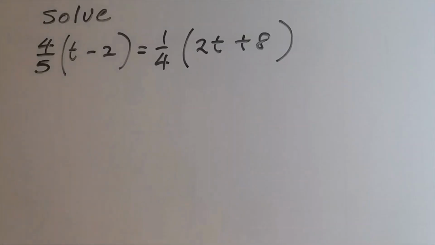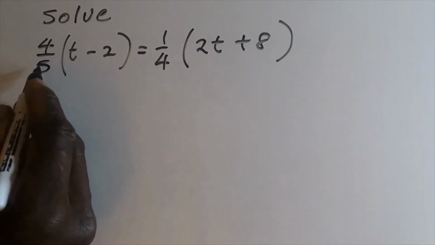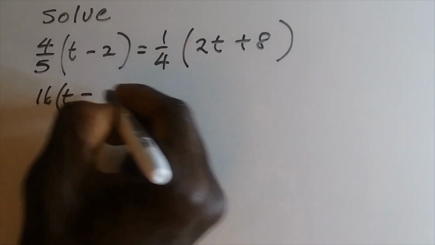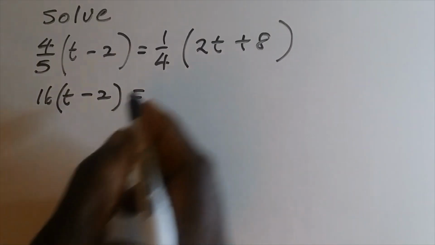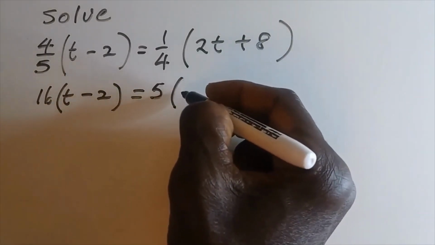Hi, how do we solve this? Well, one way of doing it is by multiplying both sides by 20. And that way we get rid of the fractions. It's a lot easier to work with whole numbers. So if we multiply the left hand side by 20, the 5 will cancel a 20 to give us a 4. So I now have 16 brackets t minus 2. And on the right hand side we'll have a factor of 5, because 20 divided by 4 is 5. Or a quarter of 20 is 5.